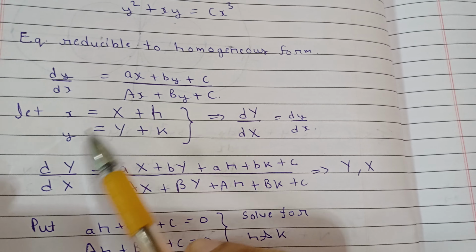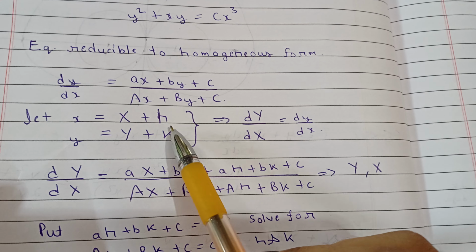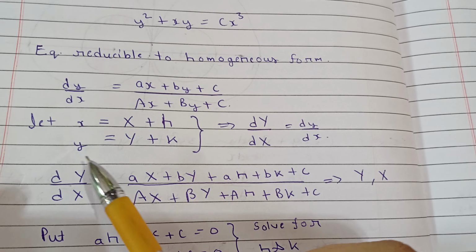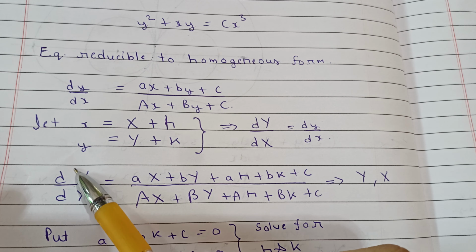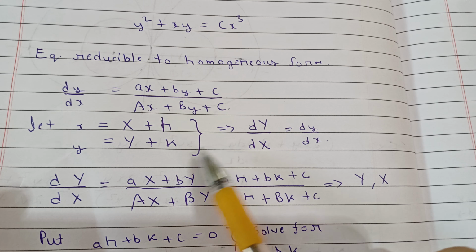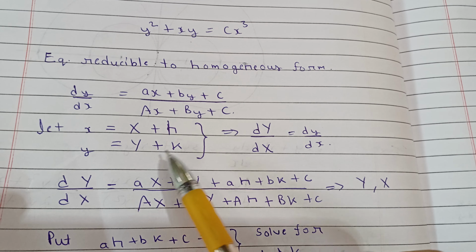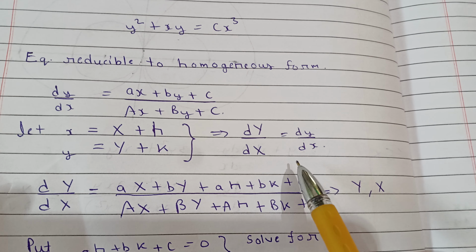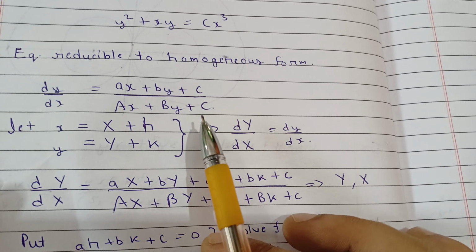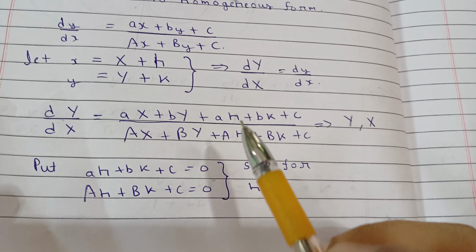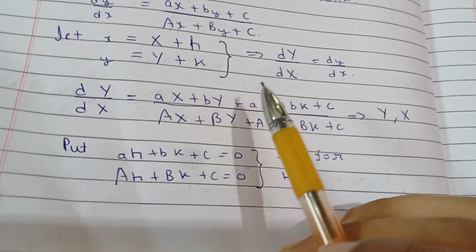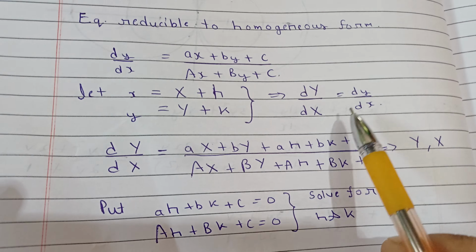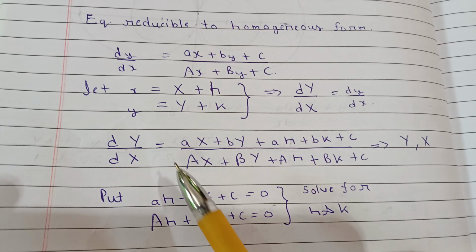Now this kind of equation can be turned into the homogeneous form. How? Let's substitute x equal to capital X plus h, and small y equal to capital Y plus k. So from both these equations you can find dy over dx, capital Y over capital X, equal to dy over dx. This will come out to be this. Okay, you know how to do that. So these are both equal, and now in place of dy by dx, we can write this capital dY by dX. So this is equal to this.